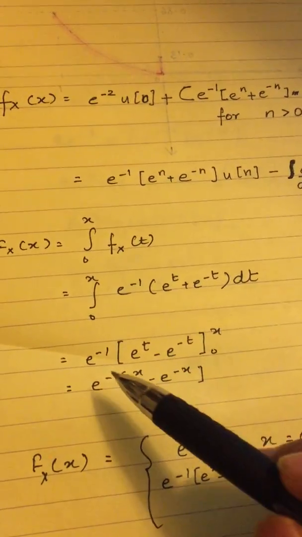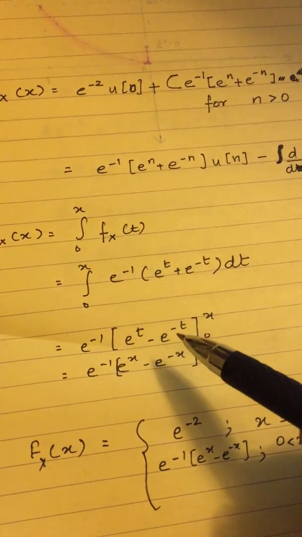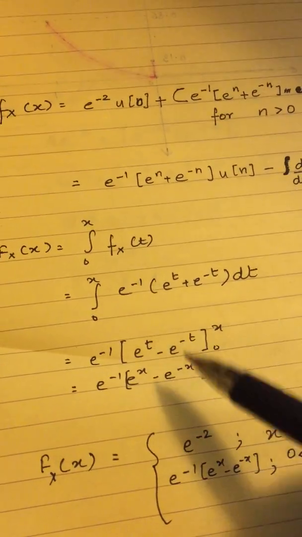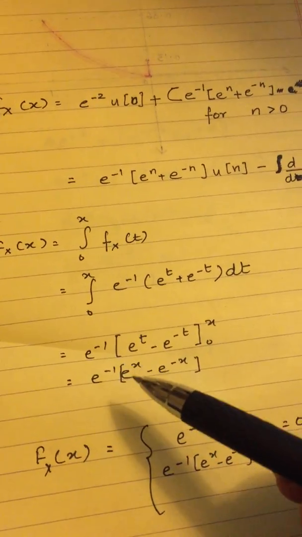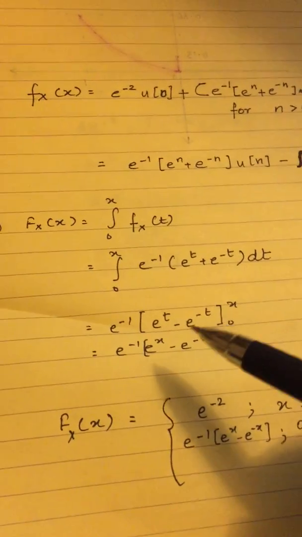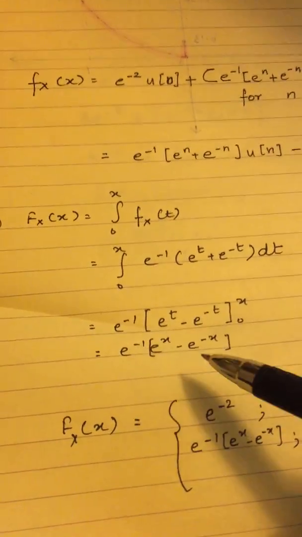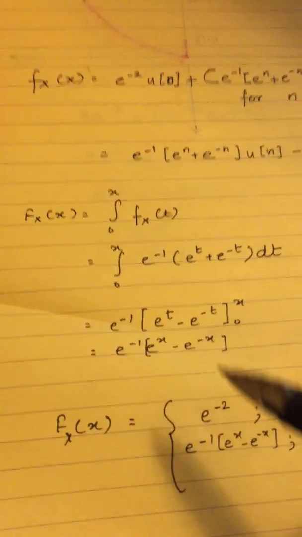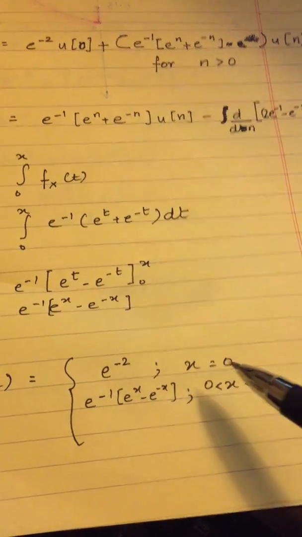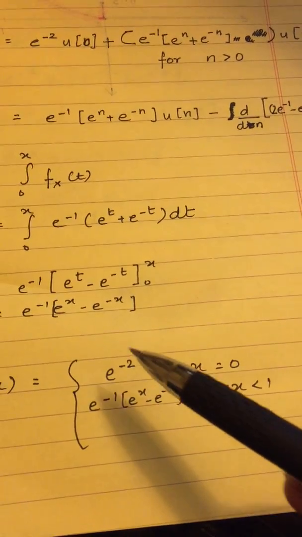Upon integrating, we get e to the power minus 1, e^t. Because of minus t, when we integrate, we get a minus e^minus t, from limits 0 to x. Upon putting in the limits, we get e to the power minus 1 into e^x minus e^minus x. So now we know that the probability distribution function is equal to this value, but this is only when x is in between 0 and 1. So we get this value when x is in between 0 and 1, and when it is equal to 0, we know that because a is equal to minus 1, this will be equal to e to the power minus 2, right?